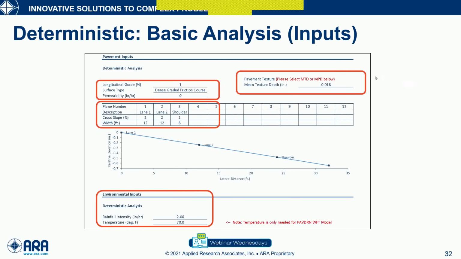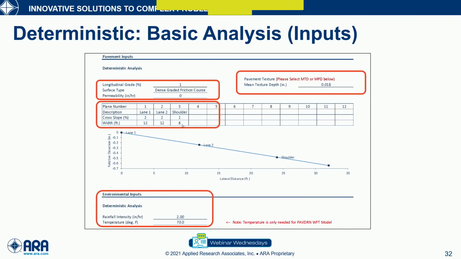And here on this screenshot, you can see some of the required pavement inputs. So you're gonna be asked for the grade, the surface type, where you can select if it is dense graded, open graded. And one of the nice things about the tool is that you're gonna have some recommended values for the texture based on several years of data collected by the Department of Transportation. You're gonna be asked for the permeability. Here is the information for the lanes where you need to input the cross slope and the pavement width.